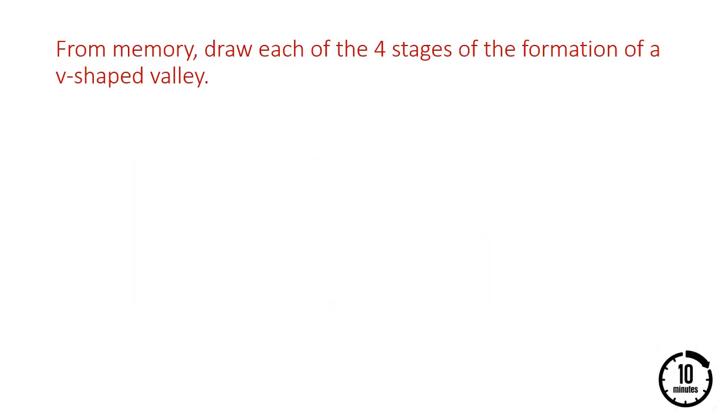My task for you now, from memory first of all, draw each of the 4 stages of the formation of a V-shaped valley. So go back to the start of my explanation there in your head, and try and work through each of those diagrams from memory even. You will be doing some writing in just a minute, but for the moment, just keep it to the diagrams. You can pause the video now. You have 10 minutes at most, you should need to do that in pencil. Pause the video now.